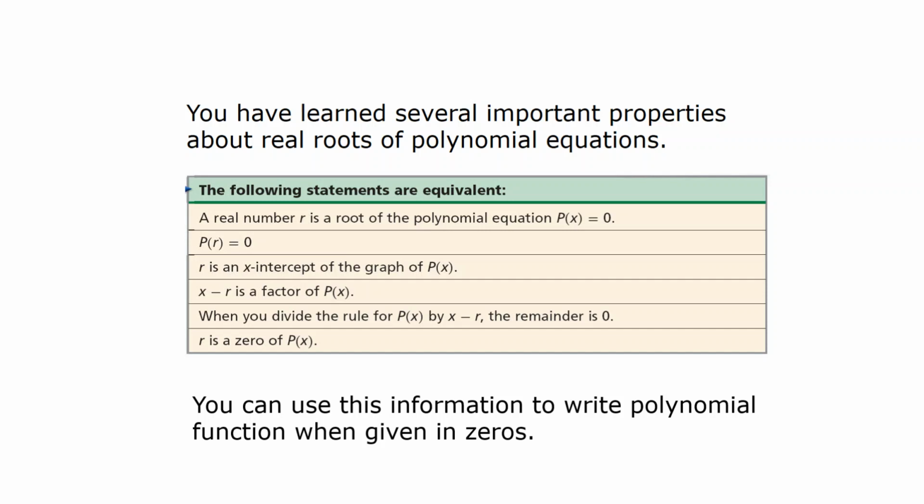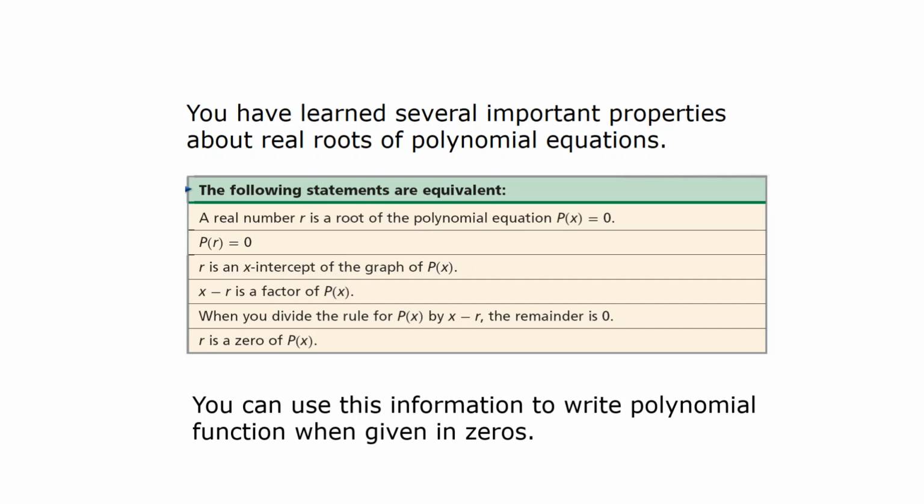So you know that a real number r is the root of a polynomial equation p of x equals 0. You know that p of r will equal 0. And what that's telling us is that r is an x-intercept of the graph of p of x. So what we're basically saying is when y is 0, what is x? And that tells us where our x-intercept is.